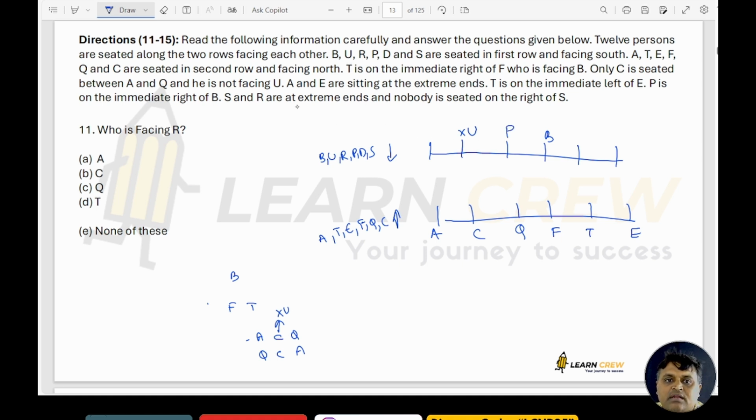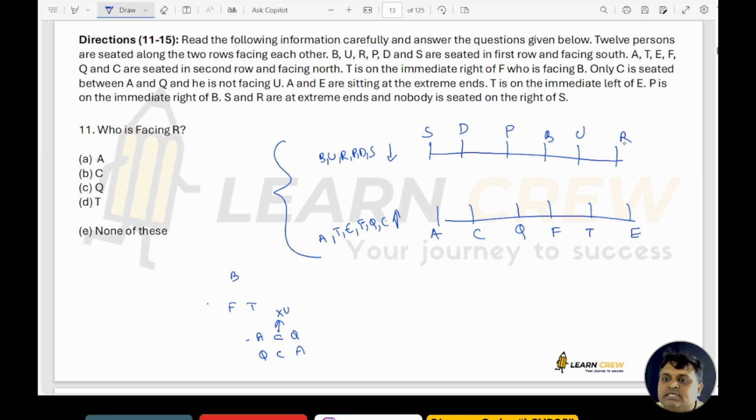S and R are at the extreme ends. And nobody is seated on the right of S. Yes, so our thing is correct. Here S, here R. Now U is not here means U has to be here, and the only person that is left is D. Here D is left. So this is the final arrangement.